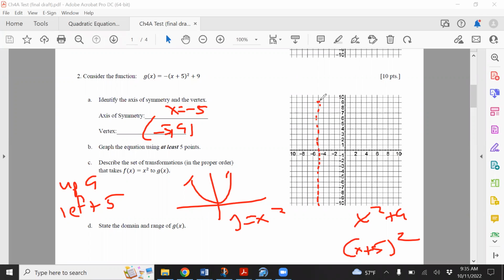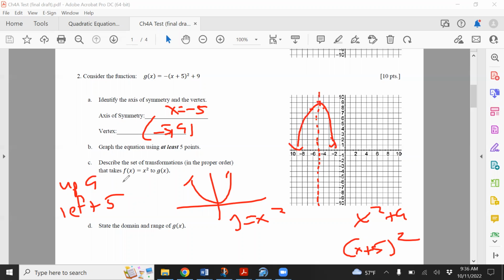Now, I did say graph at least 5 points. If you did 3, it's fine. I think it's pretty obvious. Try -4 and -6, right? That seems pretty easy points to plug in. If you plug in -4, you should get 8. And if you plug in -6, you should also get 8. And they should be the same y values because of symmetry, right? We expect that. So there's your graph. Easy. And obviously it got flipped over too.